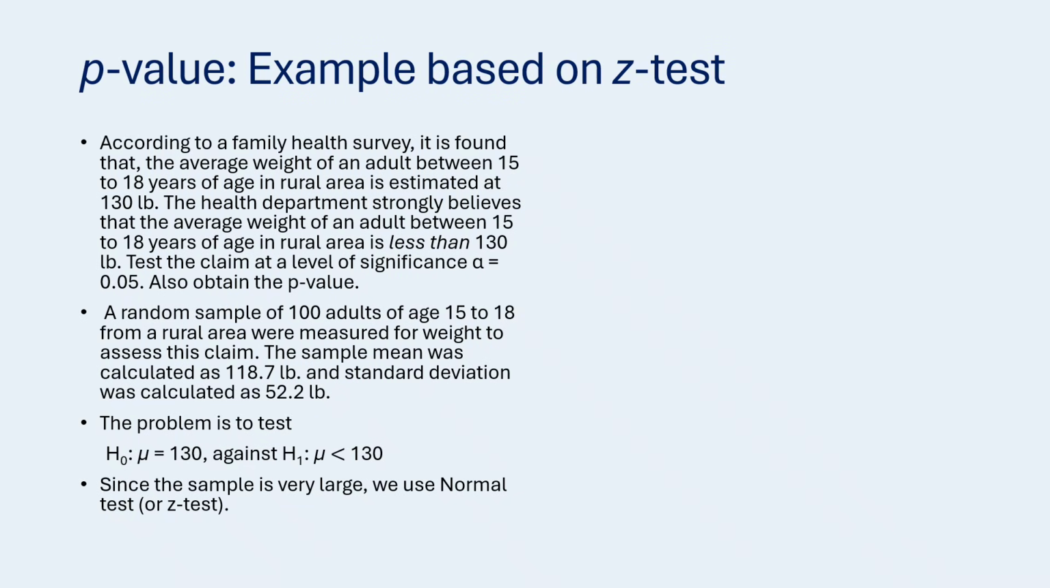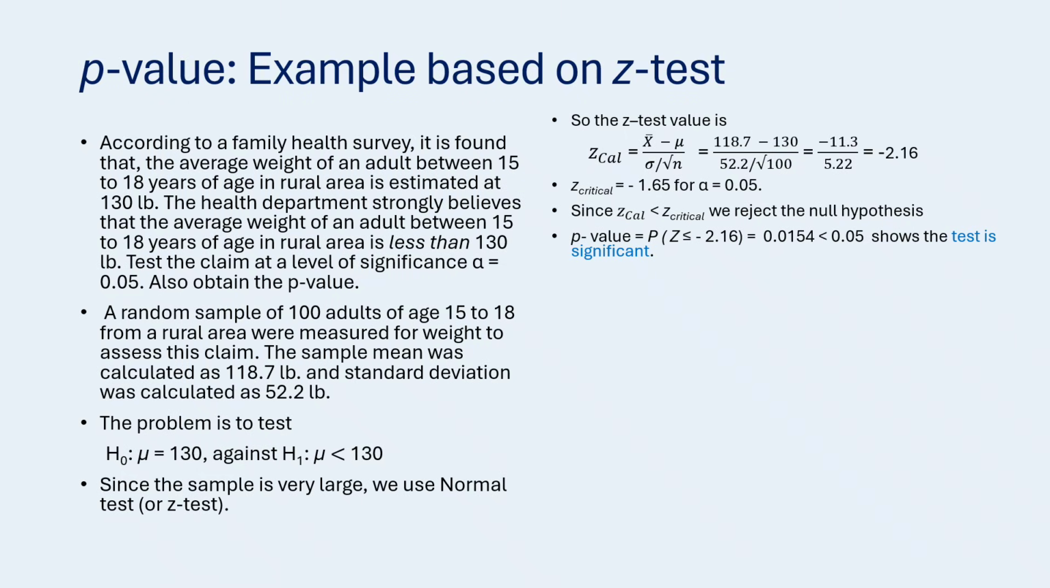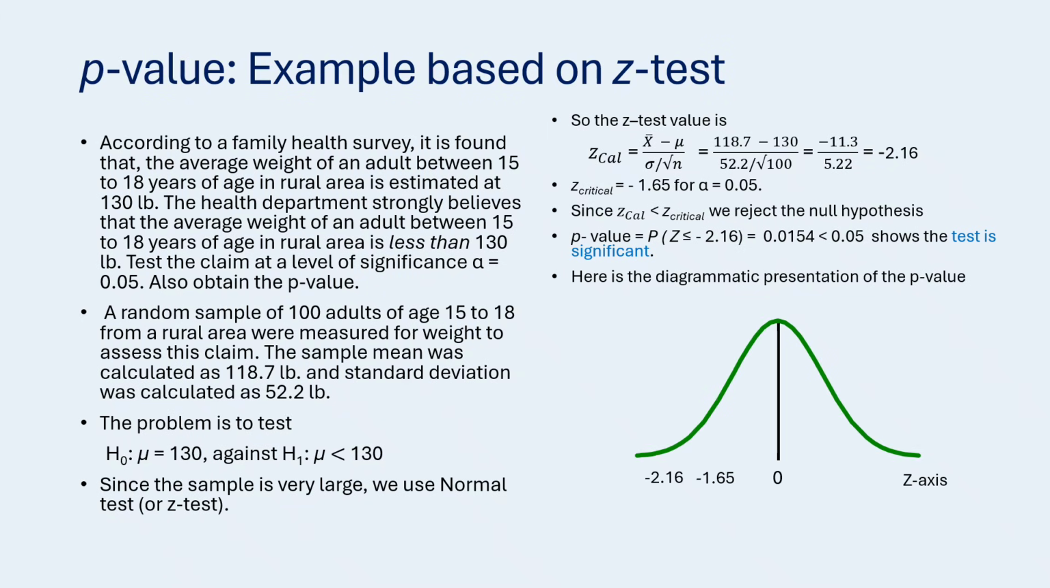So let's see some examples based on the set test. Here is a simple test. The context is given, and the calculation is also shown on the right side. The problem is about testing an alternative, a left tail test actually, mu less than 130. The test statistic value is coming out to be minus 2.16, and the critical value corresponding to alpha equal to 0.05 is minus 1.65. The computed value is less than the critical value, so the test is significant.